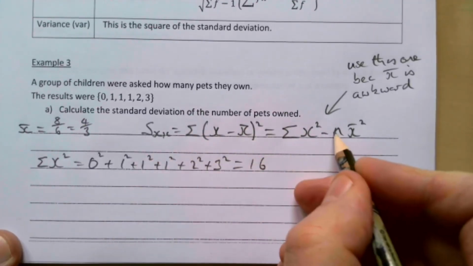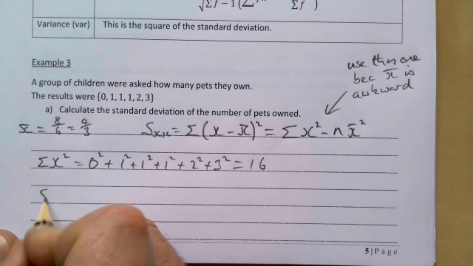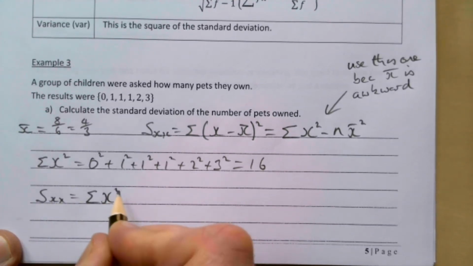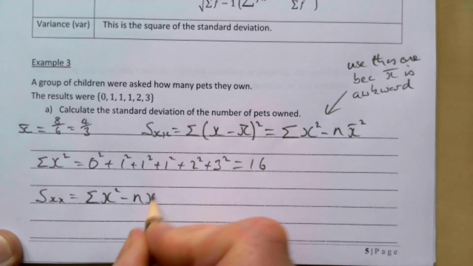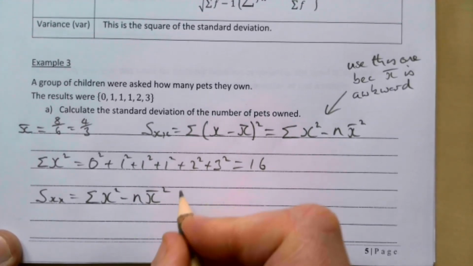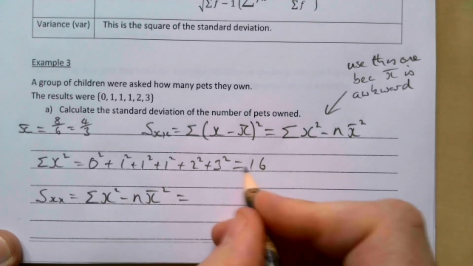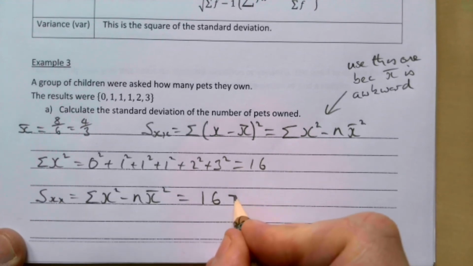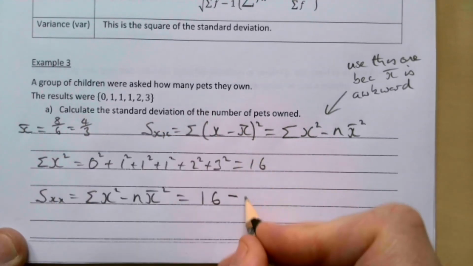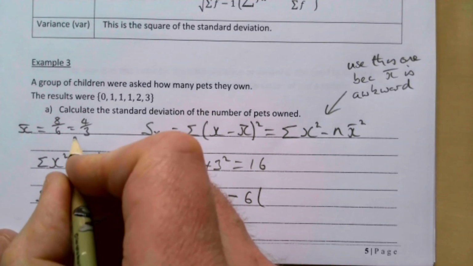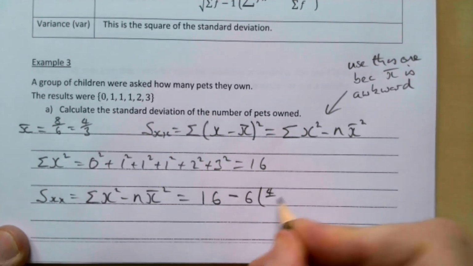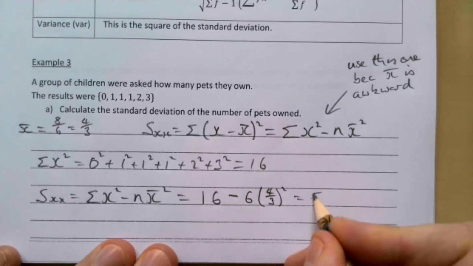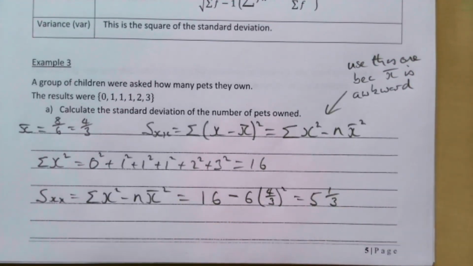That means this thing here, our Sxx, is going to be the sum of x squared minus n x bar squared. So that is the sum of x squared, which we've just worked out, 16. Take away n. How many numbers are there? There are 6. And then it's going to be 4 over 3 squared. If you put that into your calculator, you get an answer of 5 1/3.